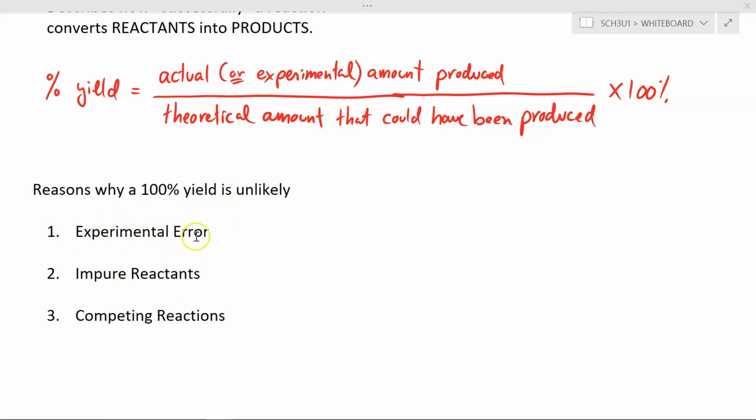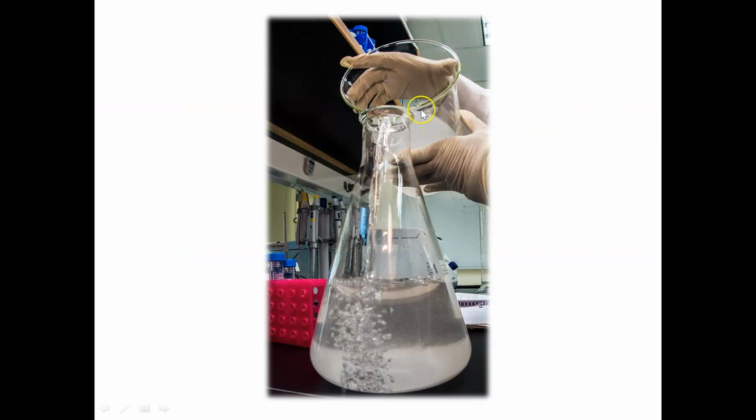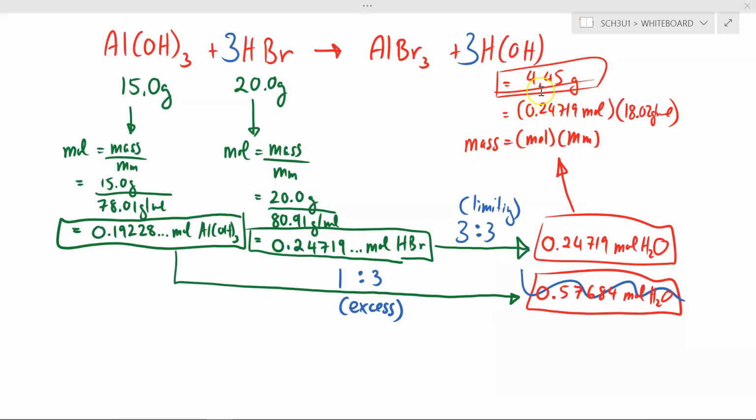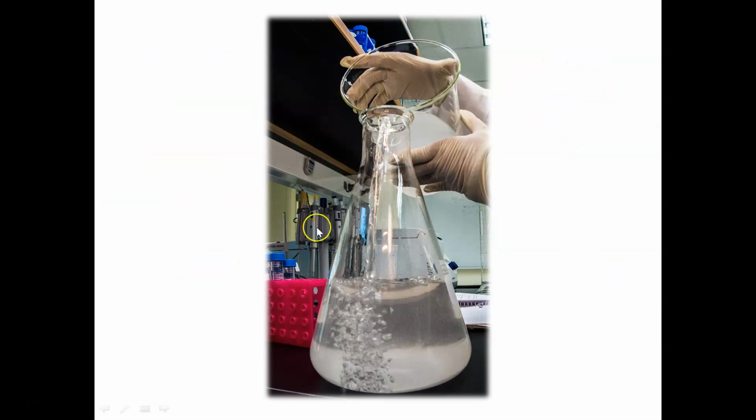The first is experimental error. This is the major one. When you transfer a chemical from one beaker to another, can you guarantee that every single atom that was in this beaker was transferred to the other one? No. So how can you get exactly 4.45 grams if some of the reactants were lost during the actual experiment? Now, this is just one aspect, one example. There's so many different ways where you could lose product or not be able to collect it all, like during filtration.